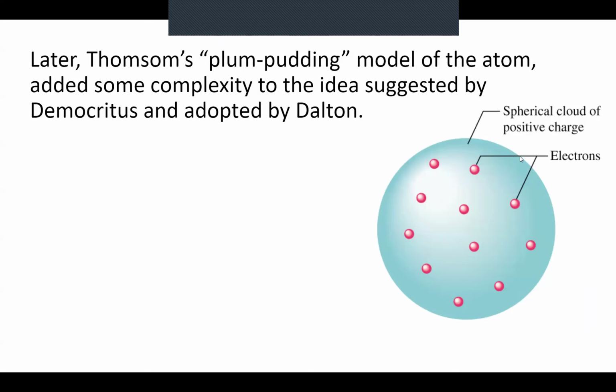In this plum pudding model, J.J. Thomson says, okay, I've got these smaller than atomic size particles. He didn't use the term electron himself. That was used later. But there are these subatomic particles which are negatively charged. And to make the atom neutral overall, they have to have been stuck into some material, maybe like a dough, that is itself positively charged so that the charges cancel out and it's neutral.